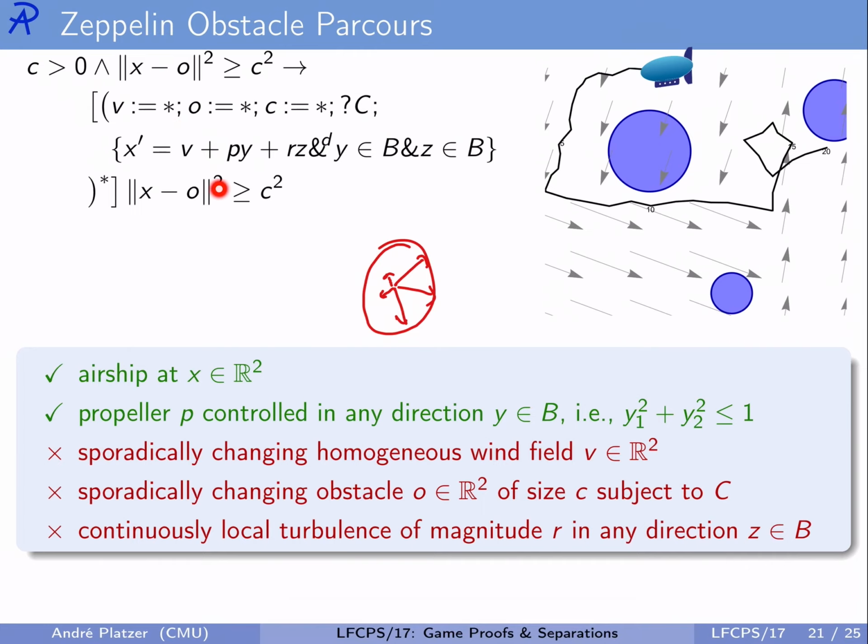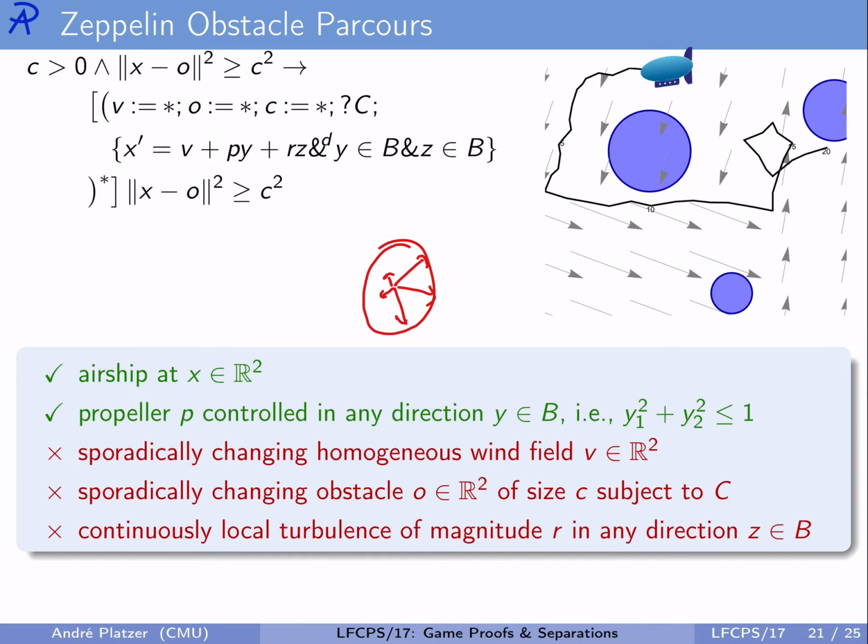This is now the much quicker interaction differential game that we're following, which is giving us these paths, for example, here. So what you've got overall is an airship at a 2-dimensional position with a propeller that's controlled in any direction, sporadically changing homogeneous wind fields in 2 dimensions by the opponent, sporadically changing obstacles in 2 dimensions with a certain size, subject to some constraints, but continuously local turbulence of magnitude R acting in the direction Z.